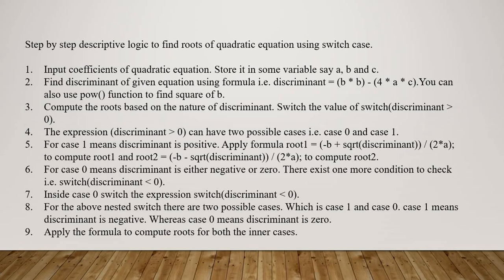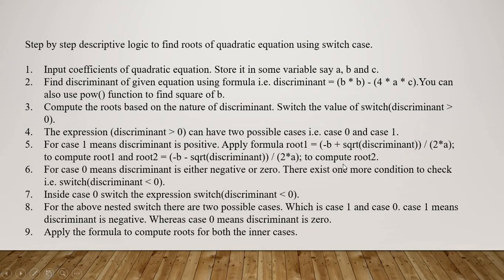Compute the root based on the nature of the discriminant. Switch on the value of the discriminant greater than 0. So the expression discriminant greater than 0 can have two possible cases, either 0 or 1, that is, true as well as false. It can be positive or negative. In case it is positive, that is case 1, apply this formula over here.